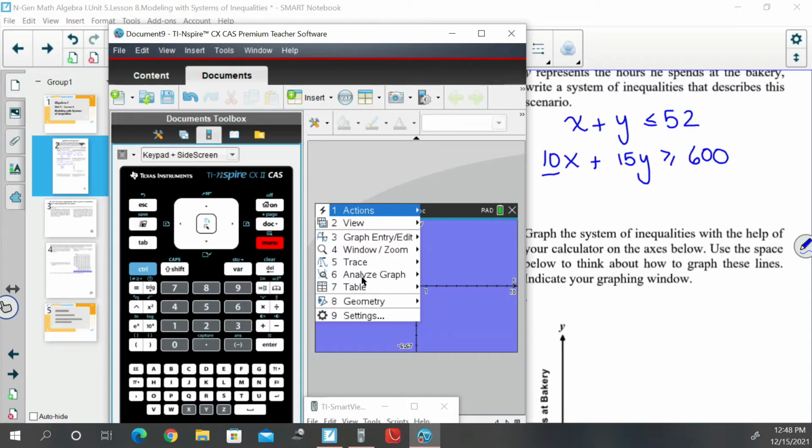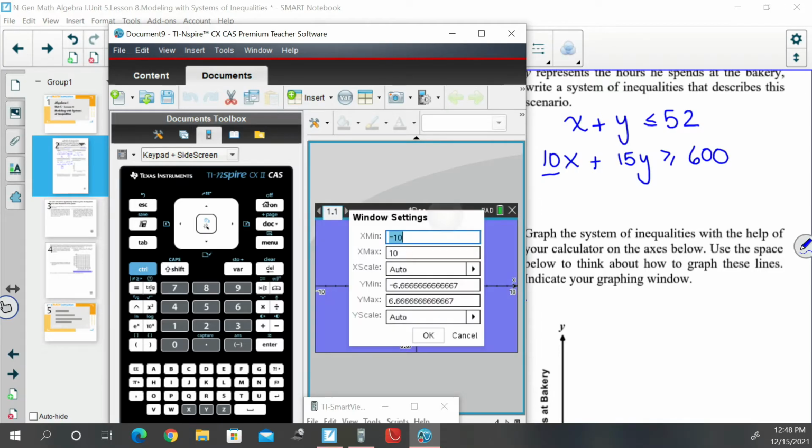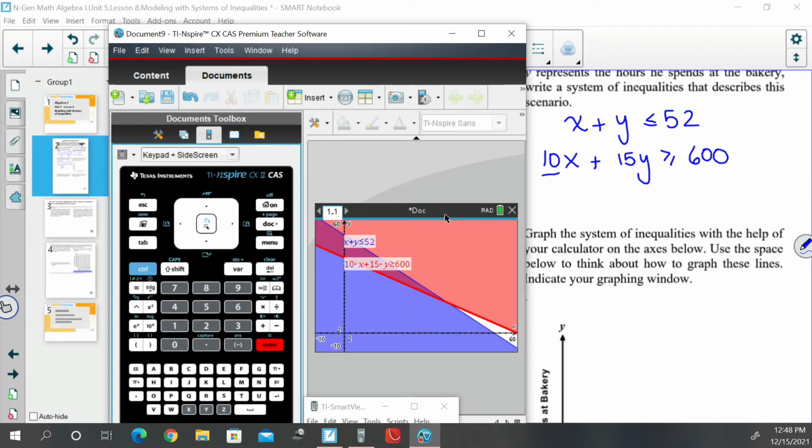I'm going to hit my menu and go to my window settings. I think I'll leave my -10 there just to give myself a little bit of negative space. Hopefully I won't have my calculator freak out on me. Again, I'm going to do 60. Very slow. I think I'm going to make that a little bit nicer. I'll do y min as -10, and I'll do 60 there as well. Look at that.